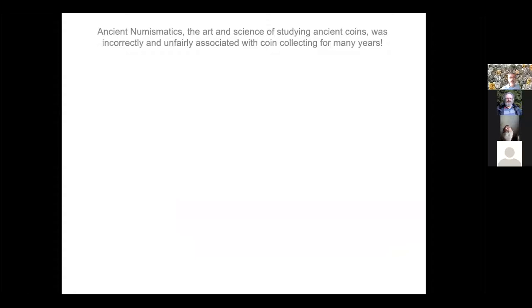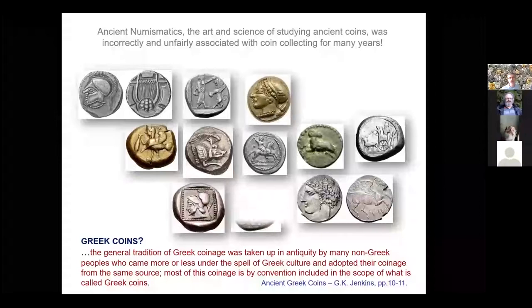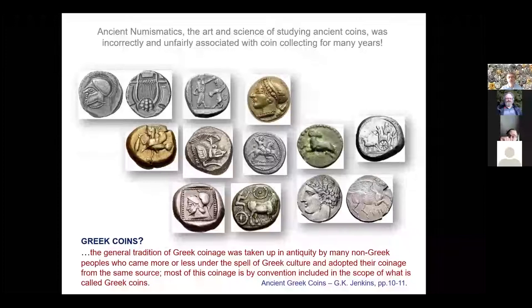Now, ancient numismatics, the art and science of studying ancient coins, was incorrectly and unfairly associated with coin collecting for many years. This is a very, very major issue. For many years, ancient coins and the importance of ancient numismatics were overlooked by historians and archaeologists. For centuries, yes, wealthy people collected coins, kings and queens and wealthy people collected coins.